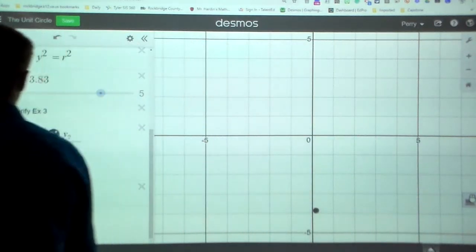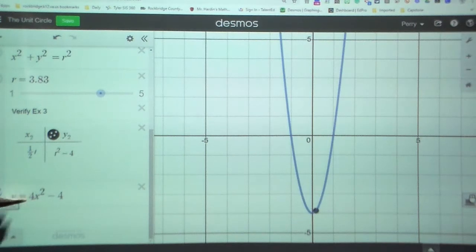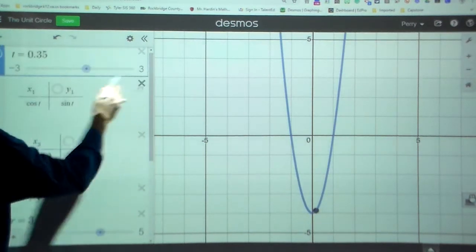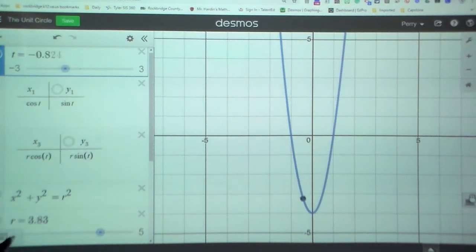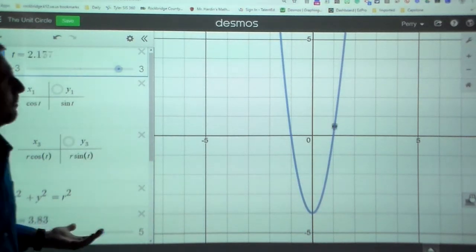So all I got to do is just make sure the function is displayed, make sure the point's going to show up, and I'm just going to put it in motion and see if it goes through the motion like it should. So it seems to be following the parabola perfectly.